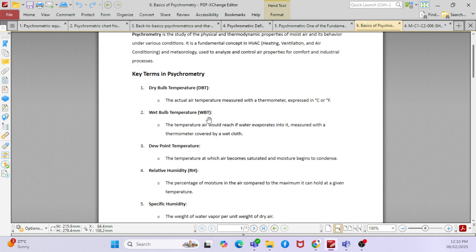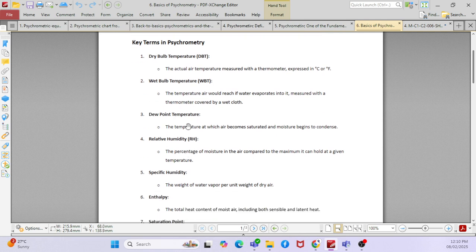So when you say wet bulb temperature, it is the temperature air would reach if water evaporates into it, measured with a thermometer covered by a wet cloth. So this is the wet bulb temperature. When you say dew point temperature, it is the temperature at which air becomes saturated and moisture begins to condense. So that means at the dew point temperature, the wet bulb temperature and dry bulb temperature will be at the same condition. That means the air cannot hold more water vapor. So that is called dew point temperature.